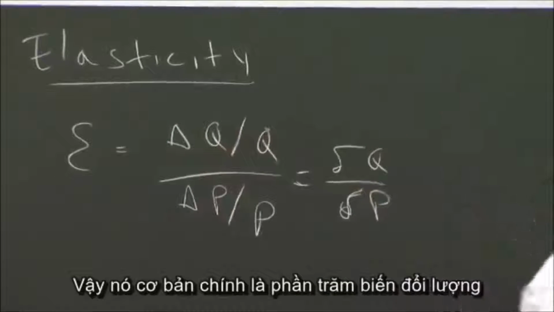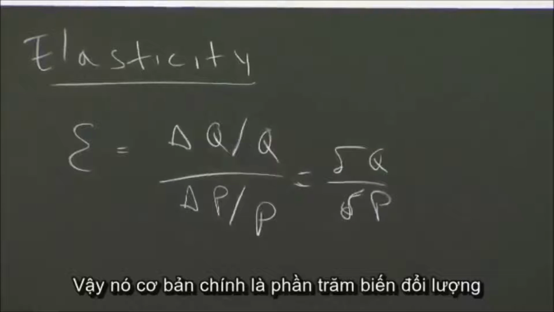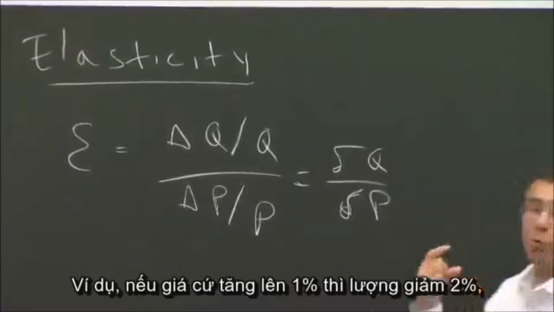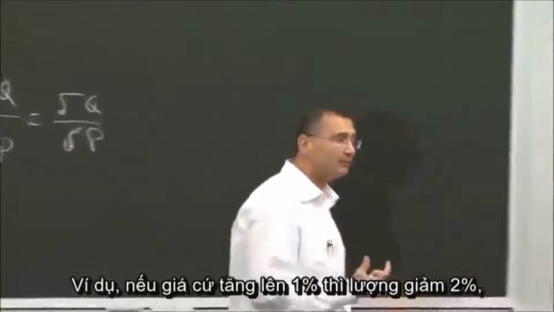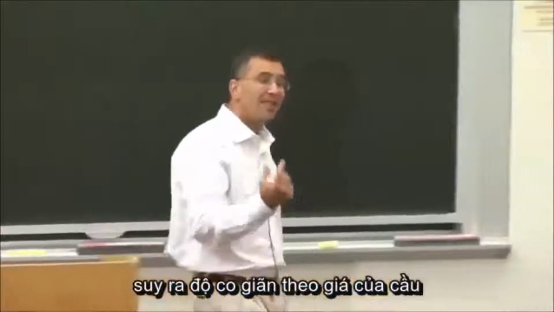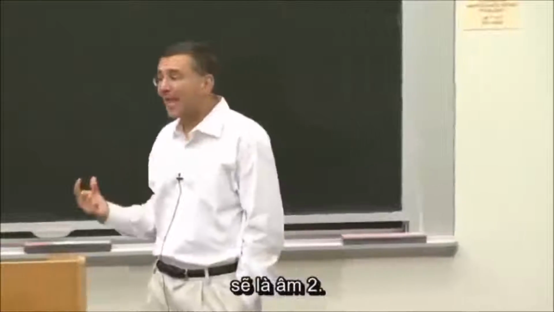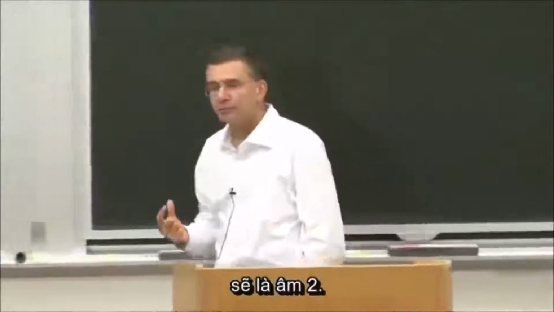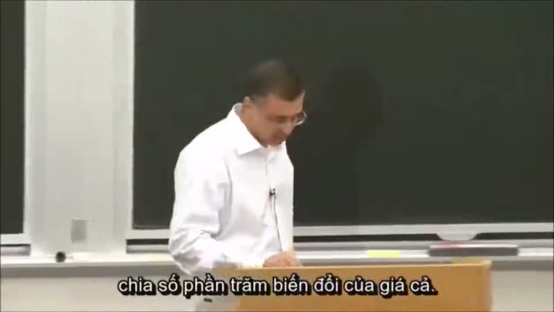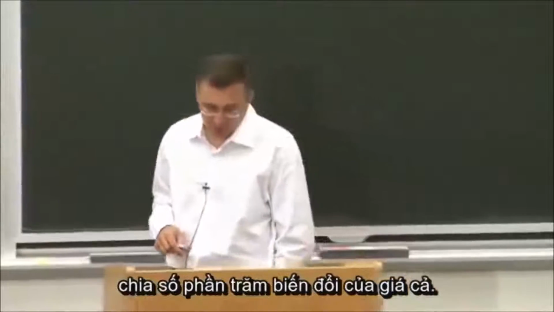Okay? So basically, the percentage change in quantity for the percentage change in price. So for example, if for every 1% increase in price, quantity falls 2%, that is a price elasticity of demand of -2. Okay? The price elasticity of demand is the percentage change in quantity for the percentage change in price.